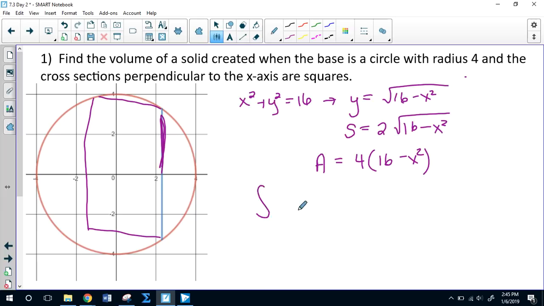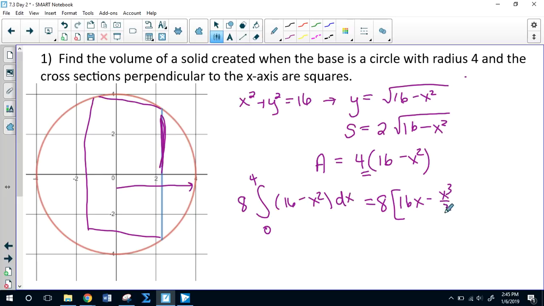And now we're going to integrate this. So I'm going to pull the 4 out front, but before I do that, I'm going to decide how I'm going to integrate. I prefer to use 0 as often as possible. So I'm going to start at 0 and go to 4, but that only gives me half of the volume, so I need to double it. I need to multiply this by 2, and there's already a 4 I'm multiplying by, so 2 times 4 is 8. So now I'm going to integrate this. 8 times 16x minus x to the third over 3.